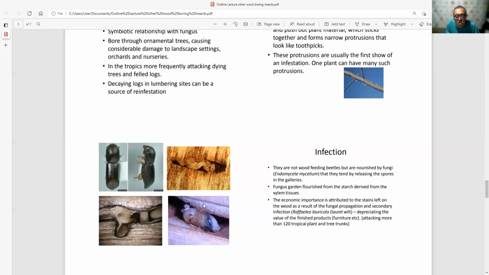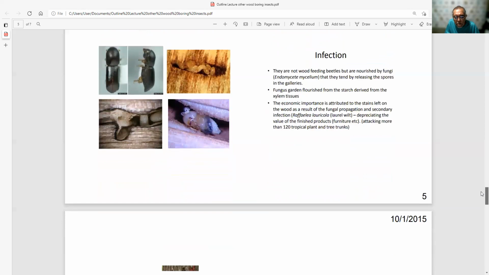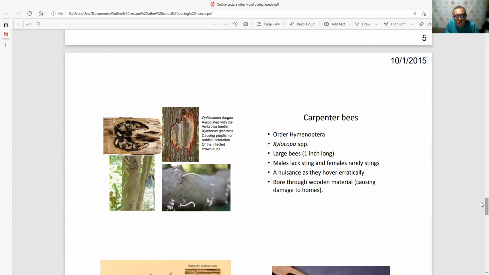As you can see here, it discolored the wood. So these are examples of the discoloration. You can see the larvae here, and then the discoloration, which reduces the value of the furniture, and you can see the protrusion, a toothpick-like structure, when the byproducts are being pushed out by the larvae.